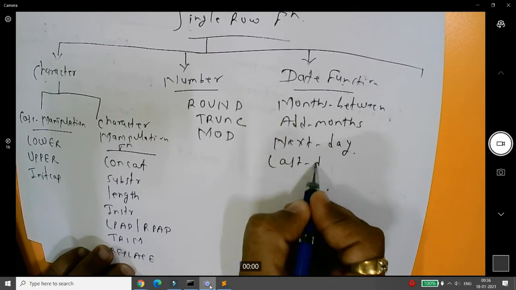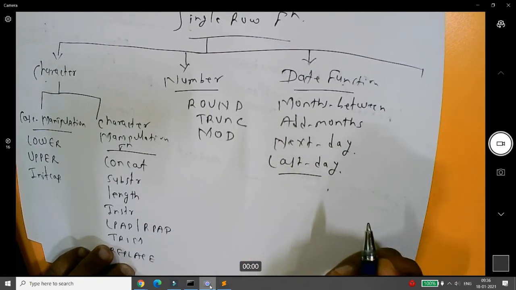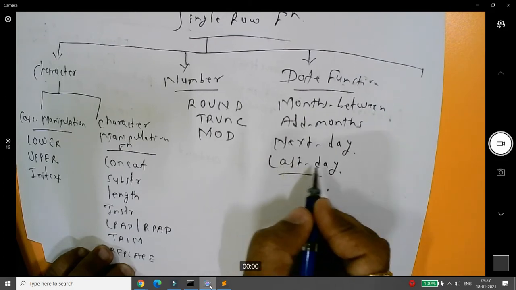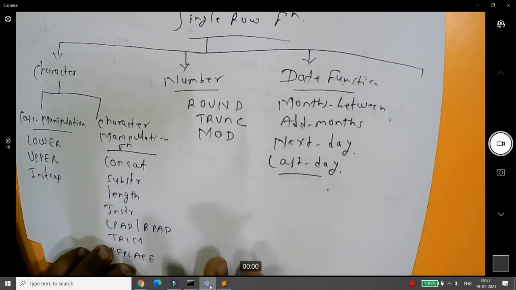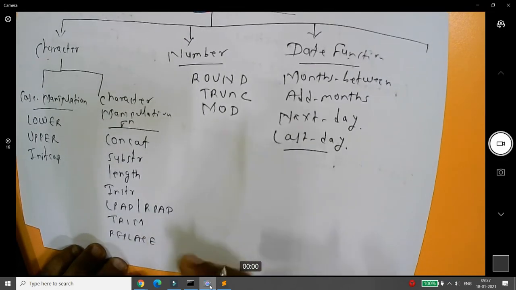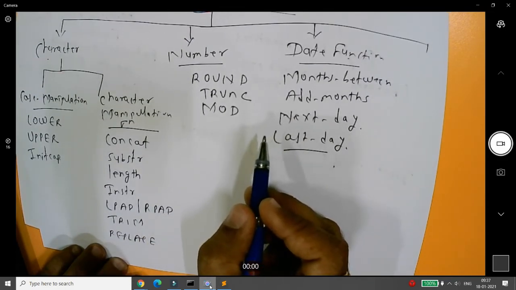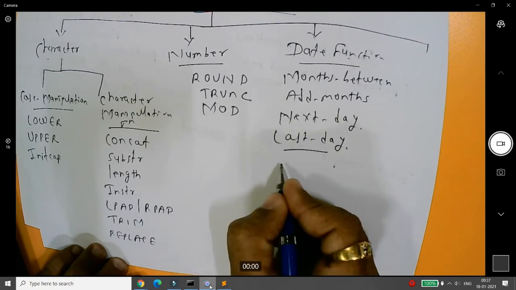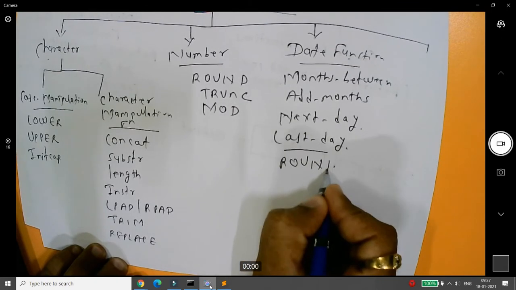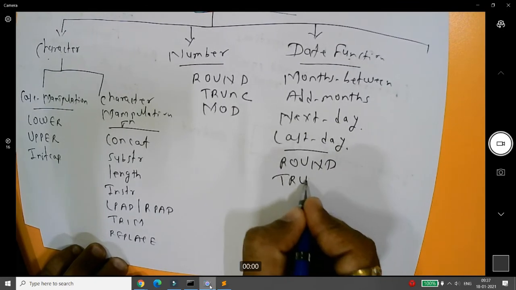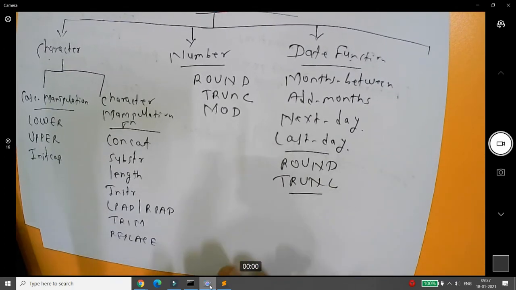You can use the last day function. It will give me the date of the last day of the month. For example, if I pass today's date, it will give me 31st January 2021, which is the last day of the current month. Again, you can use round and truncate for date functions also. So this is the third category, the date functions.